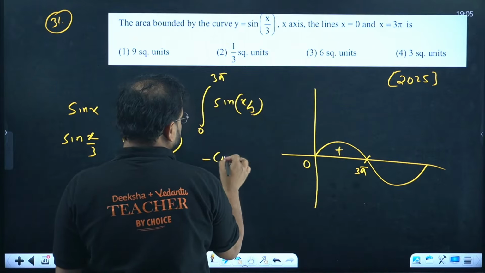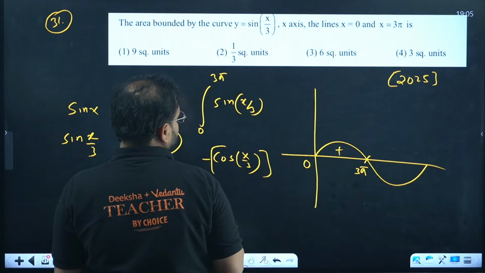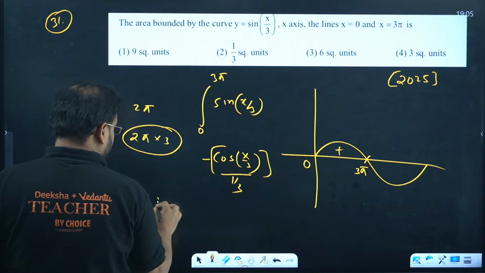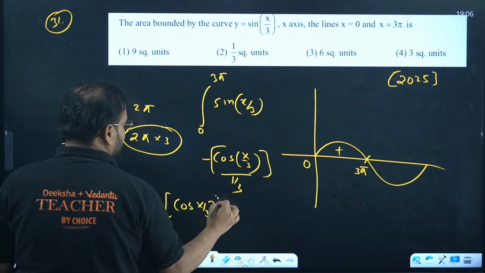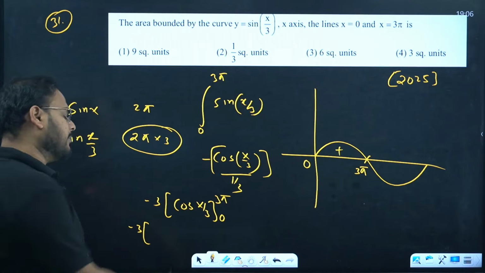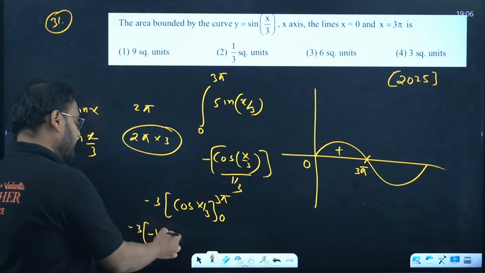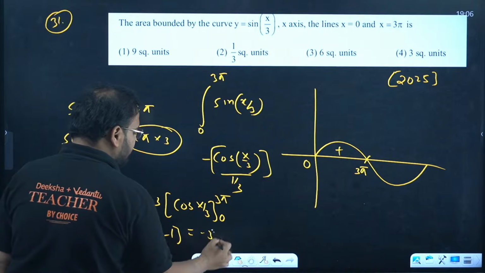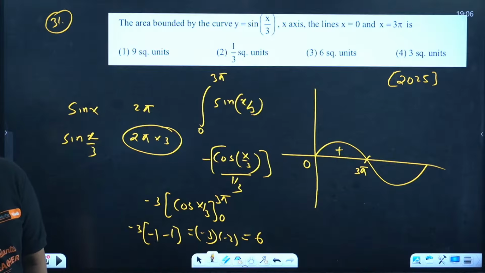Sin becomes minus cos of x by 3. Put the minus sign outside and divide by 1 by 3, so put the 3 outside as well. So minus 3 outside, and inside we have cos of x by 3 from 0 to 3 pi. Put x as 3 pi, it becomes 3 pi by 3, which is pi. Cos pi is minus 1. For the lower limit put 0, cos 0 is 1. The answer is minus 3 into minus 2, so the answer is 6.